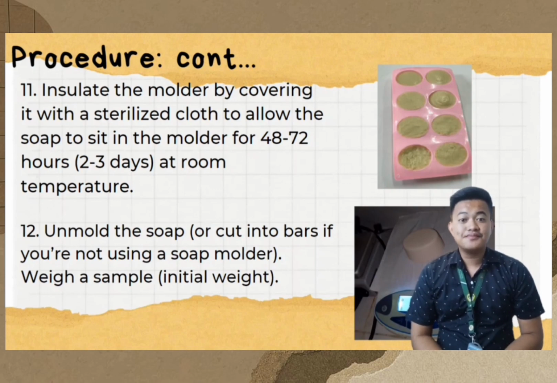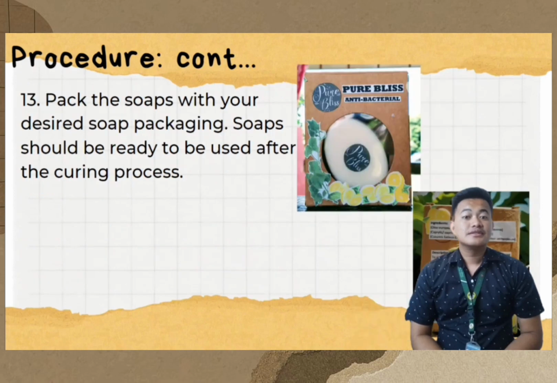Next, unmold the soap and weigh a sample for the initial weight. Allow it to cure for 7 to 10 days, then weigh a sample again to see if there are any changes in terms of weight. After the curing process, the final step is to pack the soaps with your desired soap packaging. Soaps should be ready to be used after the curing process.